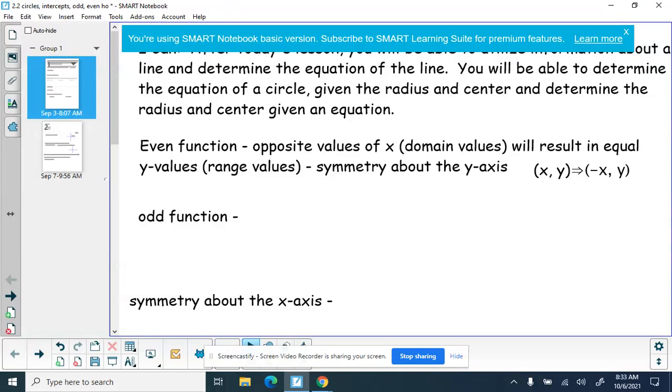Remember back to trig class, we talked about sine and cosine. When we talk about an even function, opposite values from the domain, opposite x values, these are domain values, will result in equal y values or range values. Opposite values from the domain will result in equal values from the range. This is called an even function.